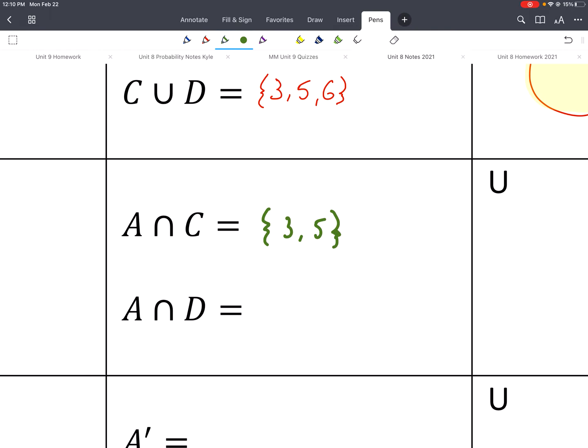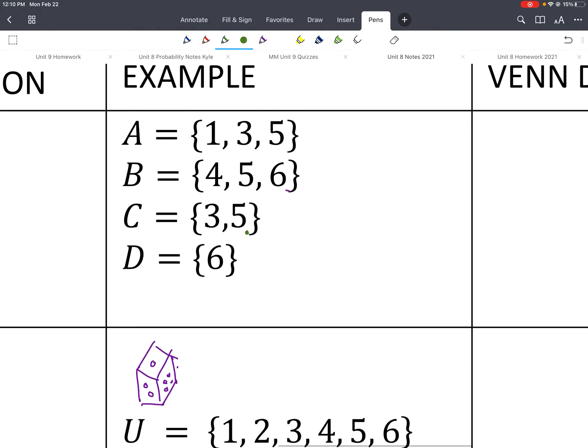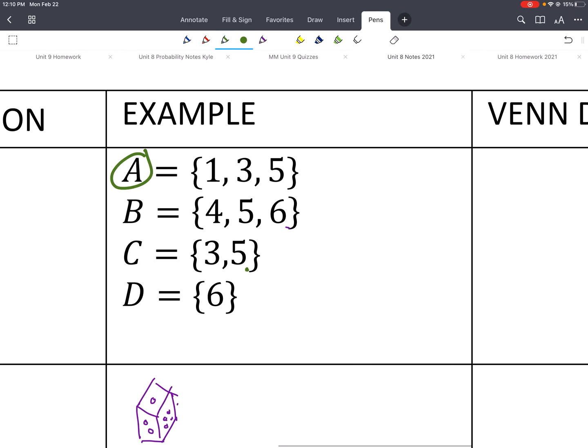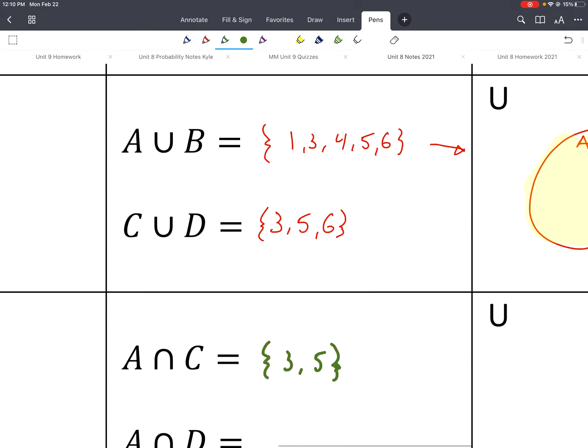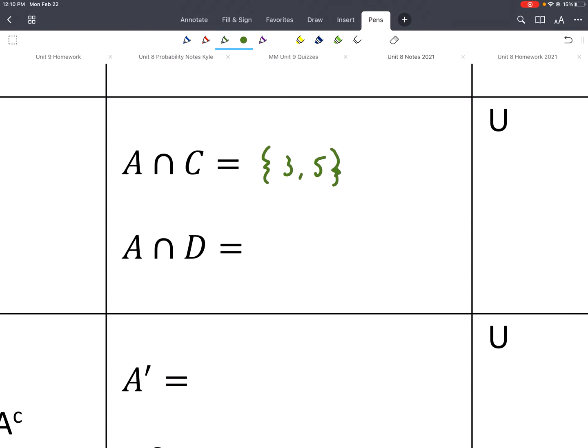And then let's do the intersection of A and D. Let's go back to that. A and D, what do they have in common? A has 1, 3, and 5, and D has 6, so they have nothing in common. We just write an empty curly bracket. This is called the empty set. So it's all right if we have nothing in common.